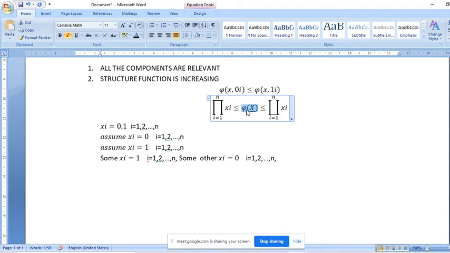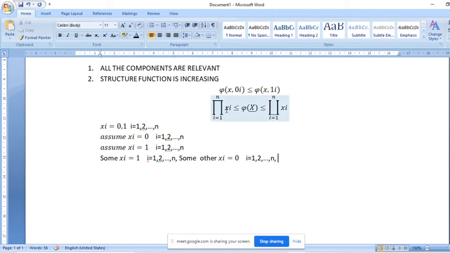For example, if the changer has failed and speaker 1 is in a failed situation, the system is still functioning. So if any one of the components is in a failed state, the coherent system may be in a functioning state. But at the same time, a series system will be in a failed state if any one of these components is in a failed state. So we will have product xi equal to 0 in this case.